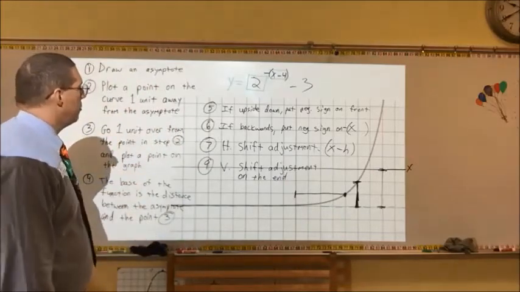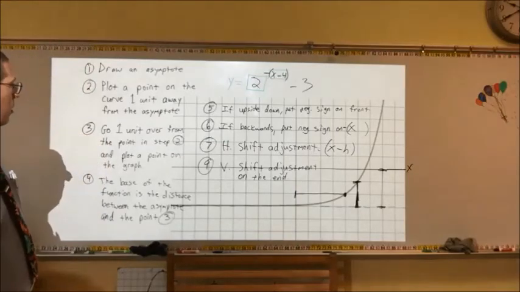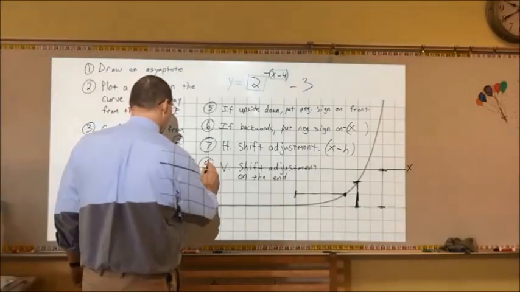We probably have enough time to do maybe 2 more. What's that? You skipped to 8. Oops, that's an 8. There we go.